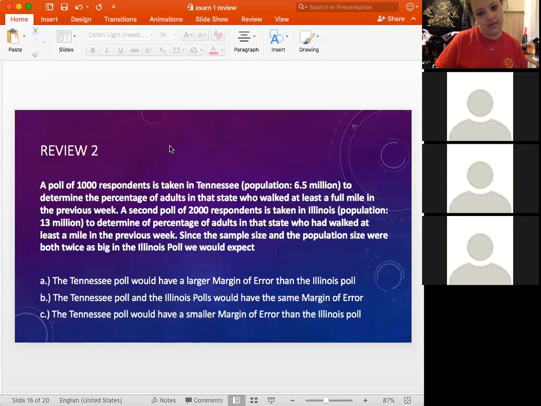All right. So let's try this one. A poll of 1,000 respondents is taken in Tennessee, population 6.5 million, to determine the percentage of adults in that state who walked at least a full mile in the previous week. A second poll of 2,000 respondents is taken in Illinois, population 13 million, to determine the percentage of adults in that state who had walked at least a mile in the previous week. Since the sample size and population size were both twice as big in the Illinois poll, what will we expect? Read through these answers, let me know what you think, and we will review it together.